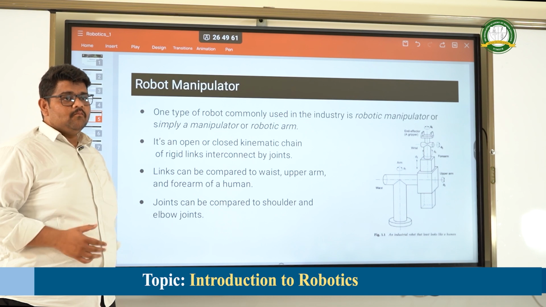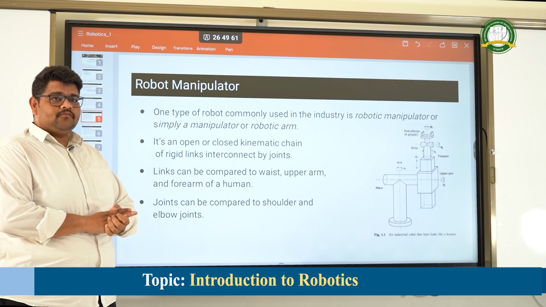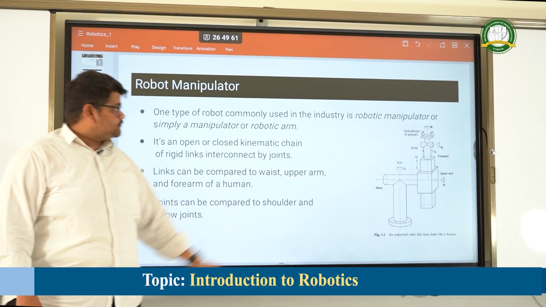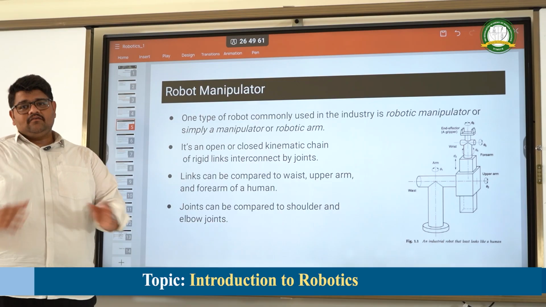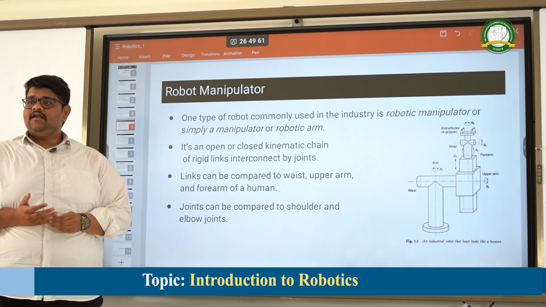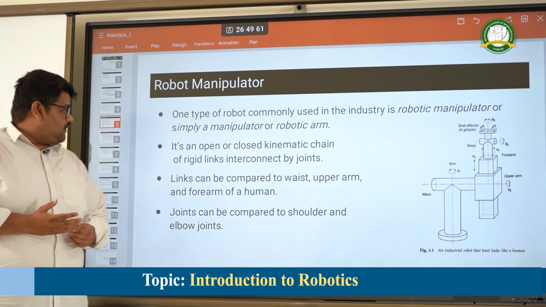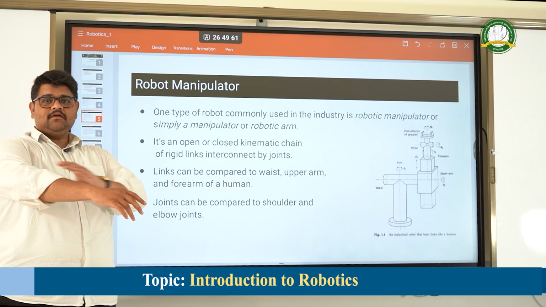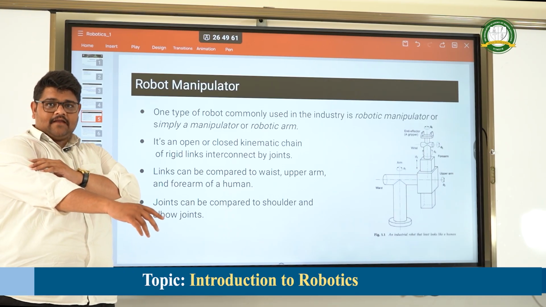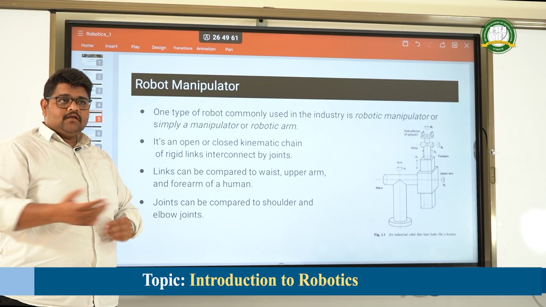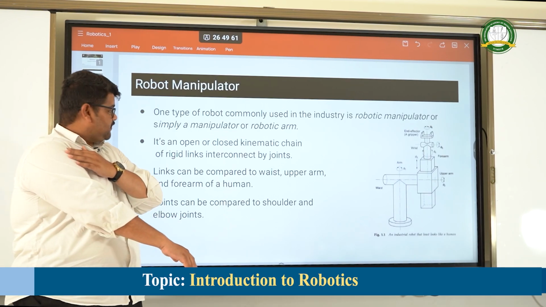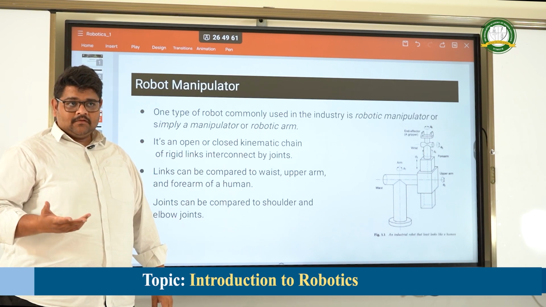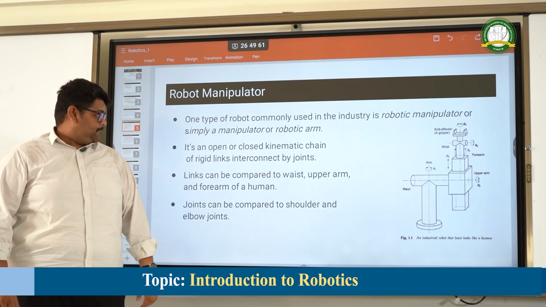The robotic manipulator is the most commonly used type of robot. You see a picture of a robotic manipulator. It can be defined as an open or closed chain of rigid links attached by joints. Links can be compared to the human waist, forearm and upper arm, and the joints can be compared to the elbow joints and the shoulder joints of a human being. That's why we can also call it a robotic arm or simply a manipulator.